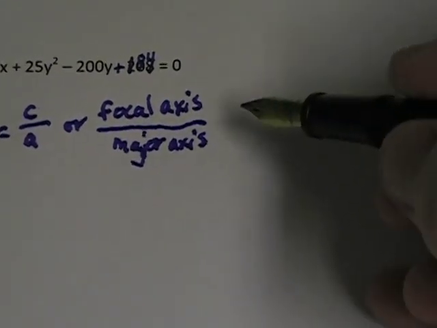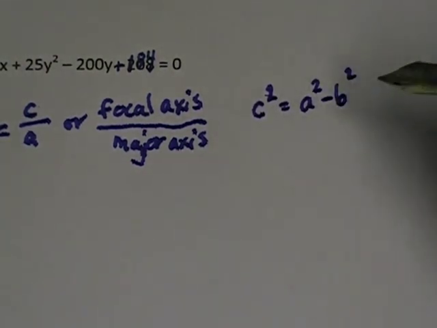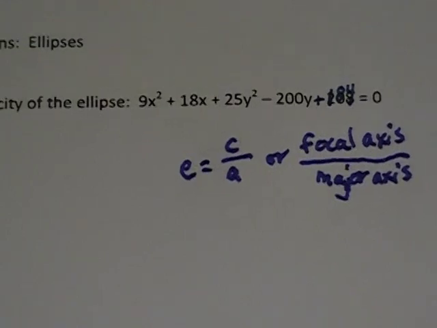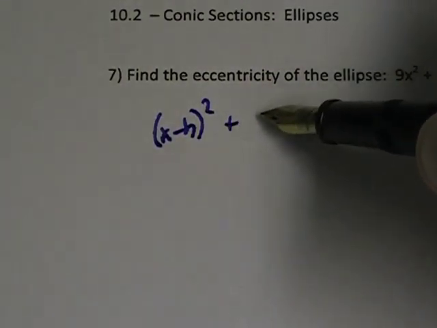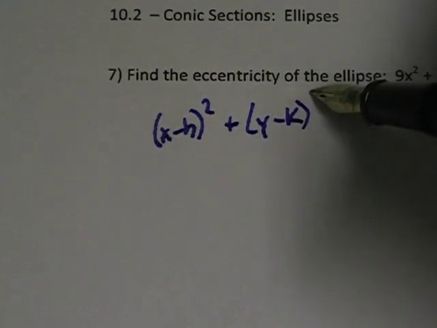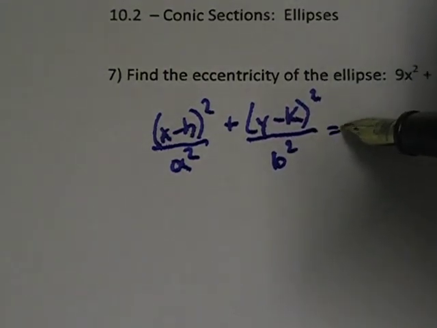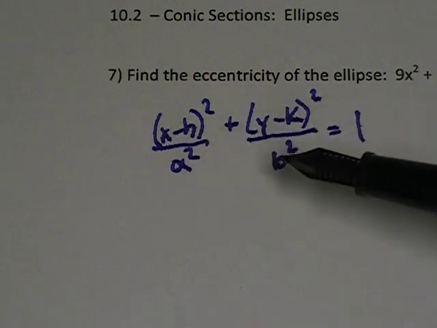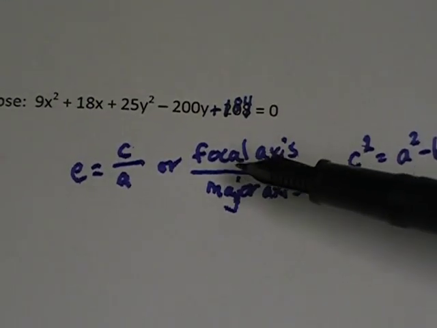And one last little note here just to help you out. We remember that c squared is equal to a squared minus b squared. So if I know a and b, I can find c. And then we think of the equation of an ellipse, right? What's the equation of an ellipse typically look like? It's going to be something like x minus h quantity squared over a squared plus y minus k quantity squared over b squared equal to 1. And so if I have this equation in this form, I know a and b. I can find c, and then I can find eccentricity.